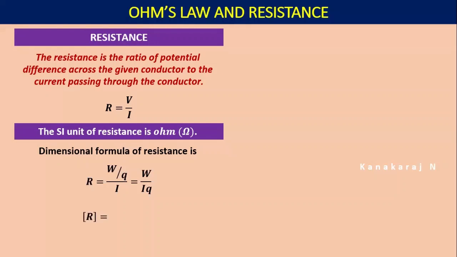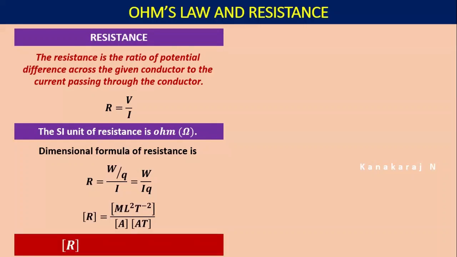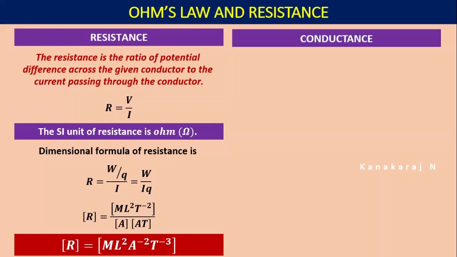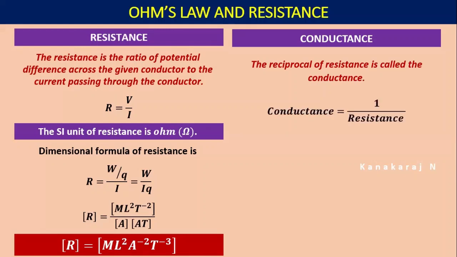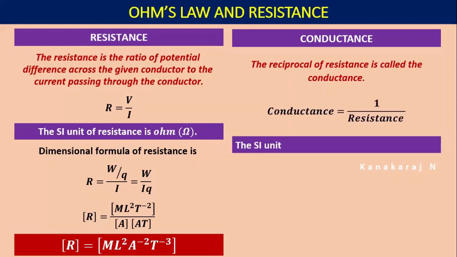Let us work out that. R equals work, dimensional formula is M L square T power minus 2, and current dimensional formula is A and charge dimensional formula is A T. After simplifying, the dimensional formula of R equals M L square A power minus 2 T power minus 3. Good. Let me go to the next topic, the reciprocal of resistance called conductance. The reciprocal of resistance is called conductance. The conductance equals 1 by resistance.